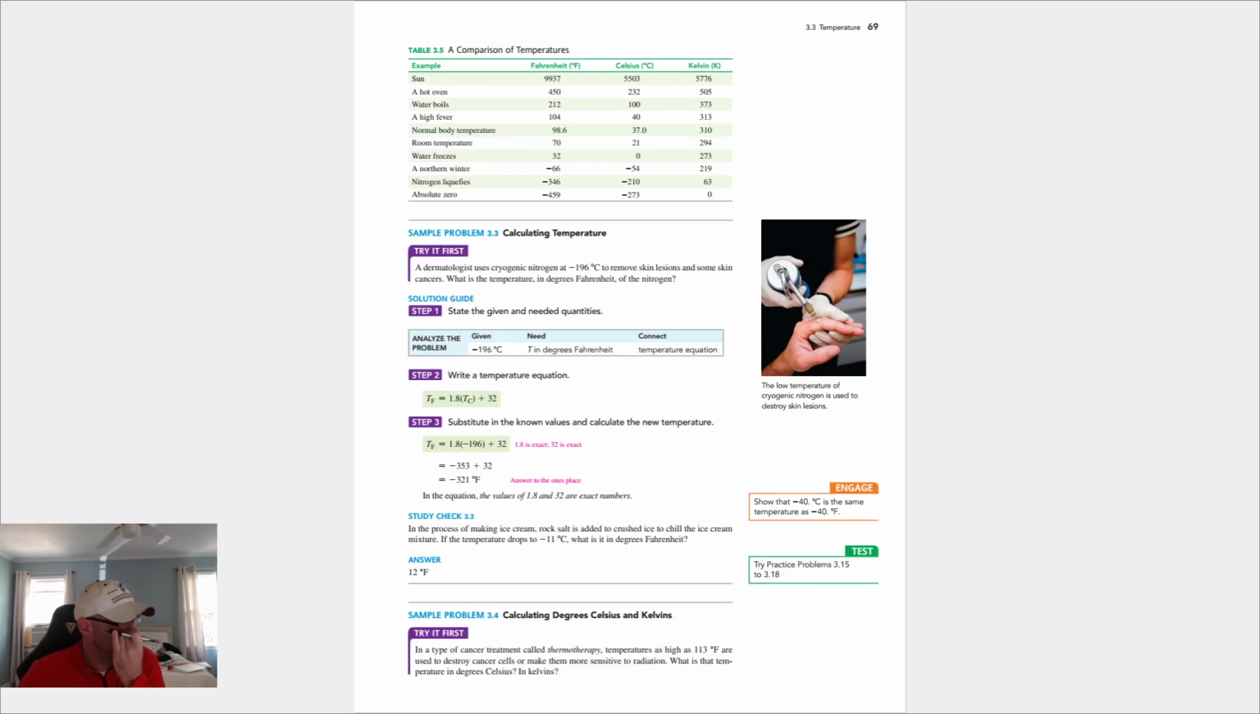You'll have some of those on your master in chemistry as well, and you might need to use these for the labs this afternoon.